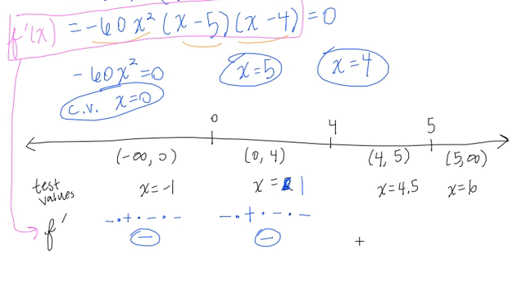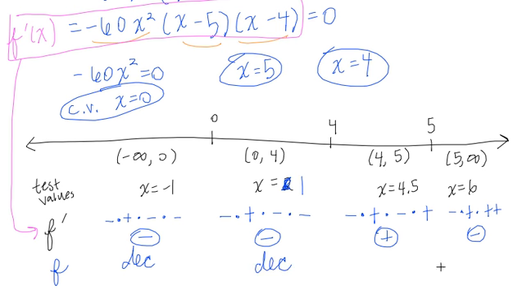For 4.5, negative 60 is still negative. 4.5 squared is a positive number, 4.5 minus 5 is just barely negative, and 4.5 minus 4 is positive. So the derivative is positive there. Plugging in 6: negative times a positive times 6 minus 5 and 6 minus 4, which are both positive. So that derivative is negative, which tells us f is decreasing on that interval. Decreasing on that interval, increasing on that interval, and decreasing on that last interval.